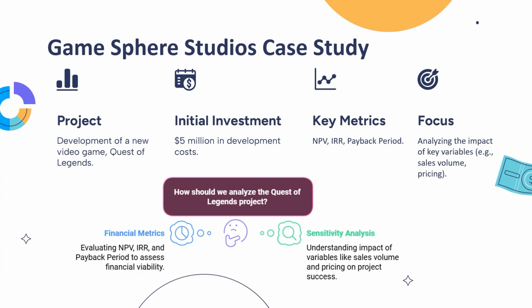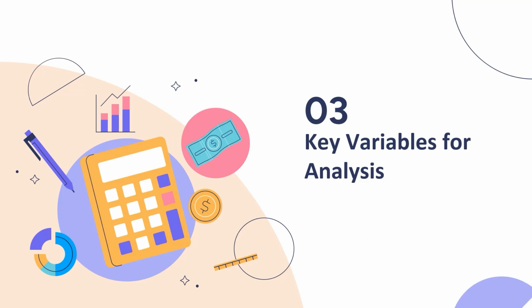We have to think about the financial measures, the net present value. We have to worry about the internal rate of return. We have to worry about the payback period. And then also we need to investigate and understand the impact of variables like sales volume and pricing on our project success. So we're going to get into more of the variables in the next lesson. Lesson 3, key variables for analysis.